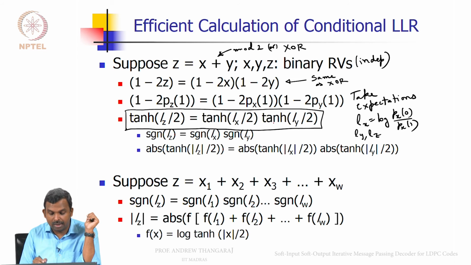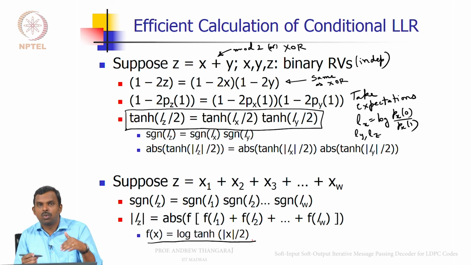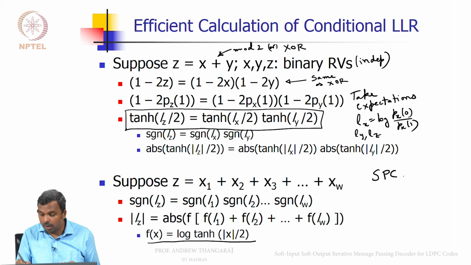and then you use the fact that it is an odd function and separate it into sign and absolute value, and when you extend z to x1 plus x2 plus x3 plus up to xw, the same thing applies. The signs multiply for Lz, and the absolute value works through this function f. So, we have seen all this before. I am just doing a quick recap to tell you why the SPC SISO decoder is easy to compute.